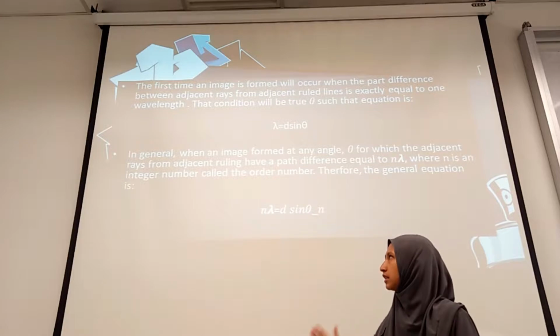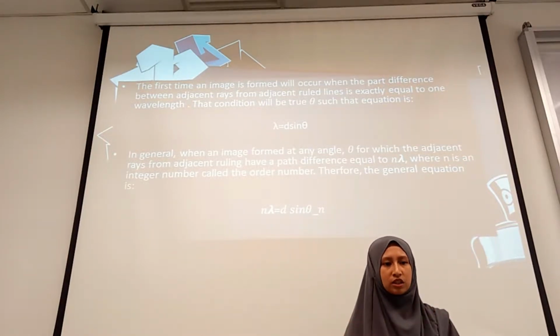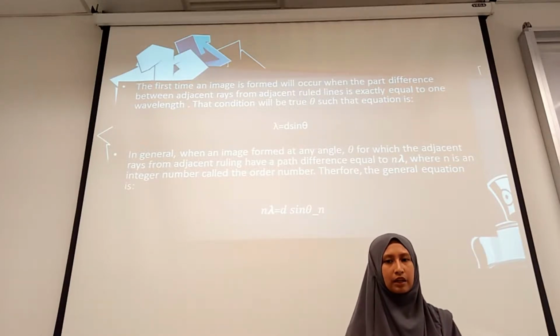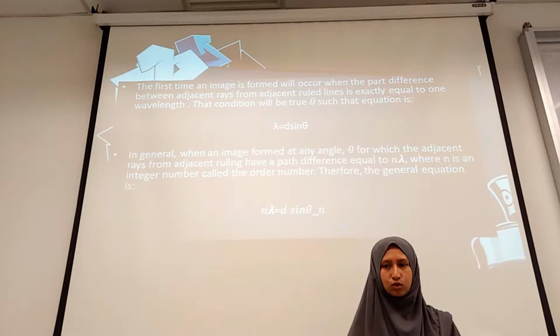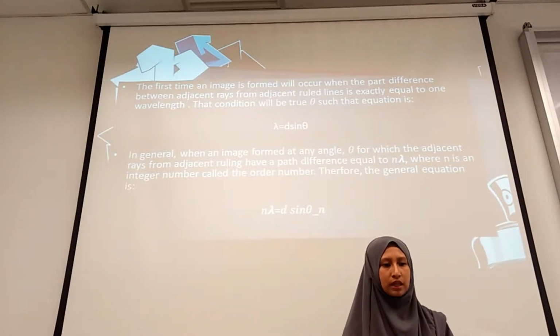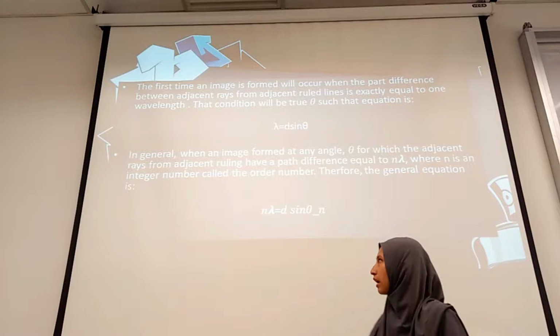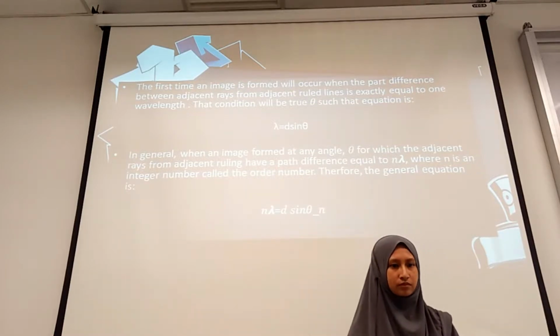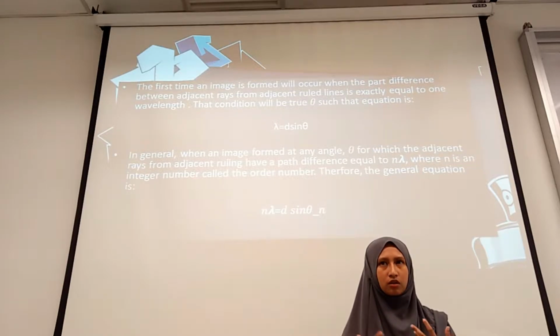If you can see above, those are the equations that we use in this experiment. First, lambda equals d sine theta, and second, n lambda equals d sine theta. The difference between both is just the n, and n here means the integer number called the order number.